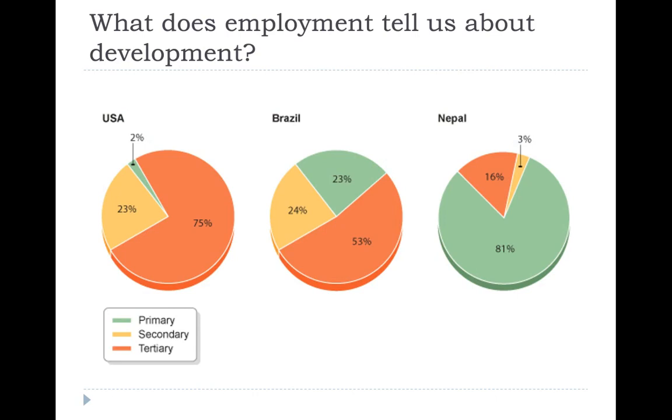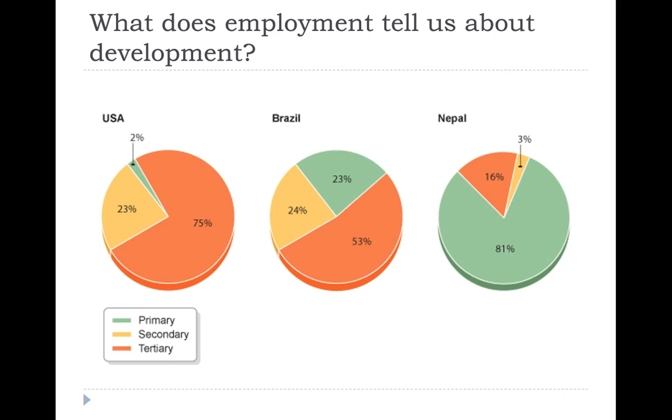Okay, so this map right here, or this graphic, shows us the job sector breakdown depending on development. So on the left, we see the United States, where the majority of our jobs are going to be tertiary sector jobs. These are service industry jobs. Okay, teaching is a service industry job.